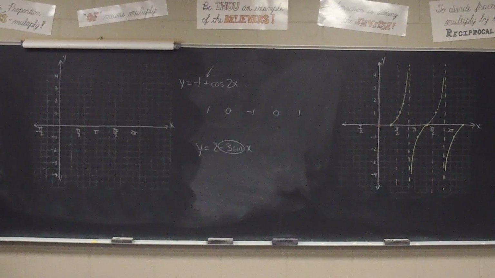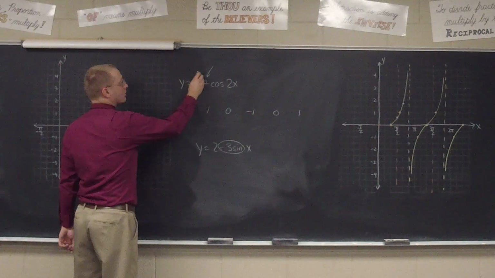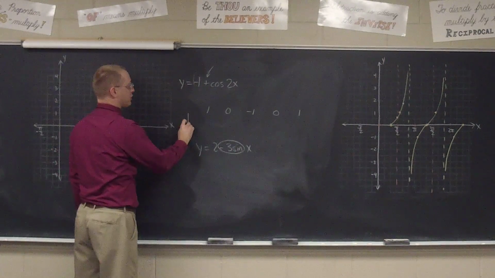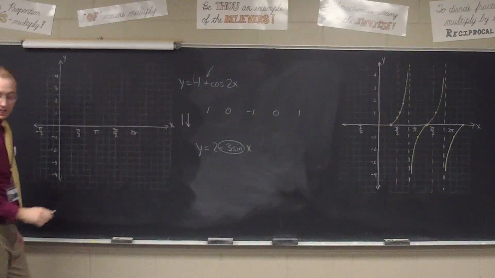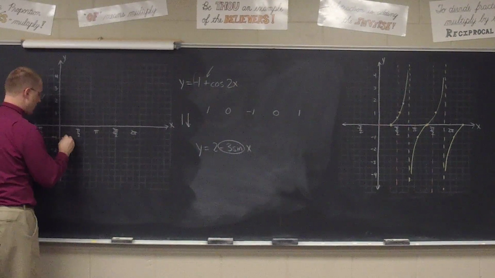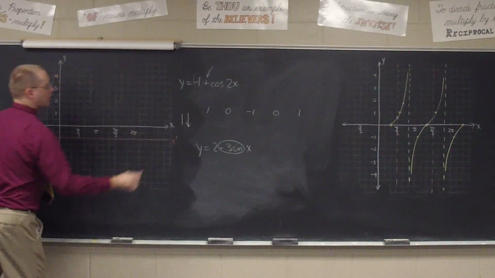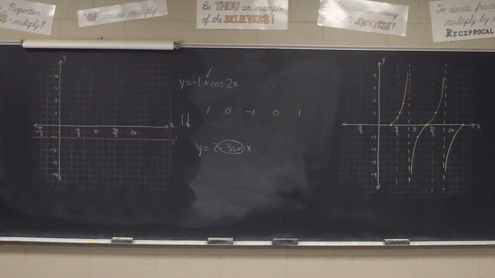Negative 1, when you go, it shifts the whole thing down 1. So again, here would be a great opportunity to use that x prime axis. All right, but what else?